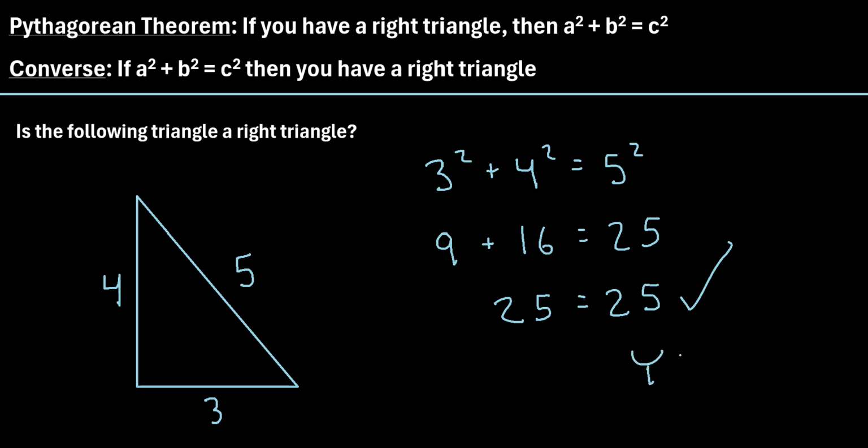So we would say yes, this triangle must be a right triangle, because the converse of the Pythagorean theorem says if a squared plus b squared is equal to c squared, then you must have a right triangle. So those were just a couple examples of how to use the converse of the Pythagorean theorem.